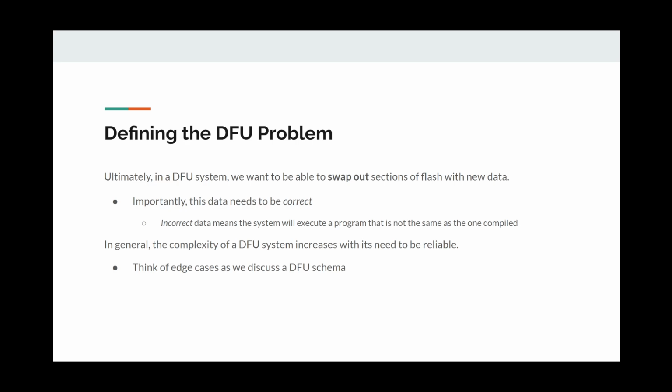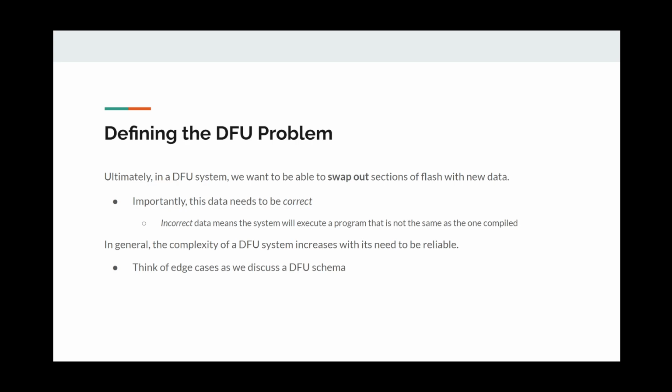Importantly, this data needs to be correct. We've discussed the consequences of what can happen if you load bad or corrupted data, and I've written the definition of incorrect data. And in general, what I want to leave you with as we're discussing the device firmware update for ST is: try to think of edge cases.